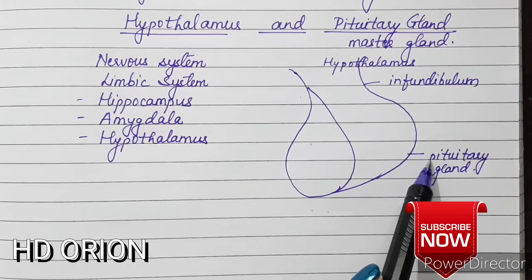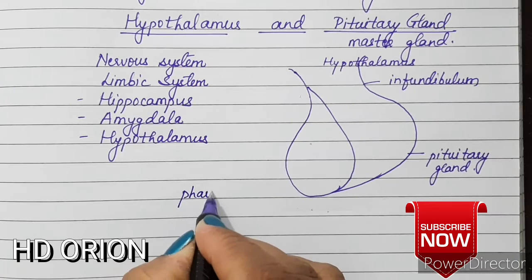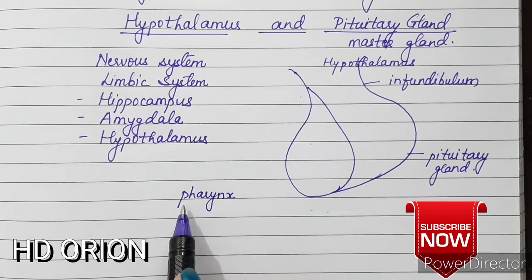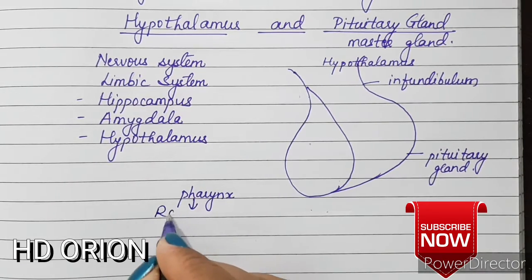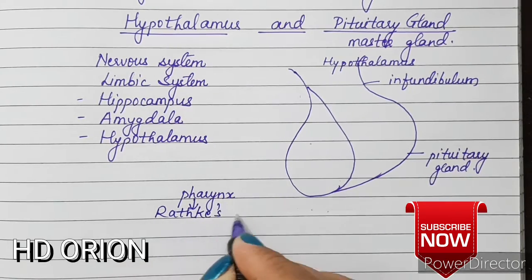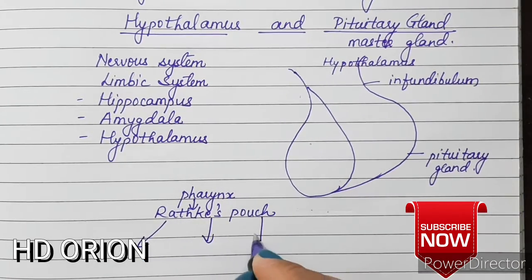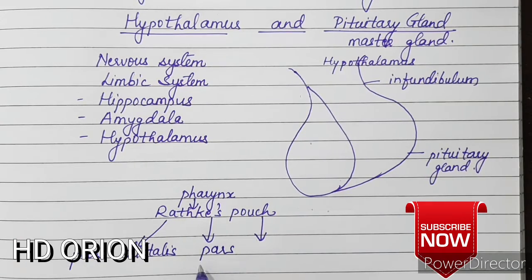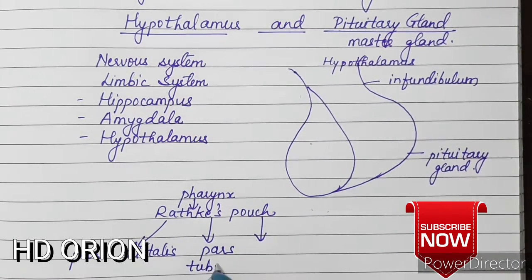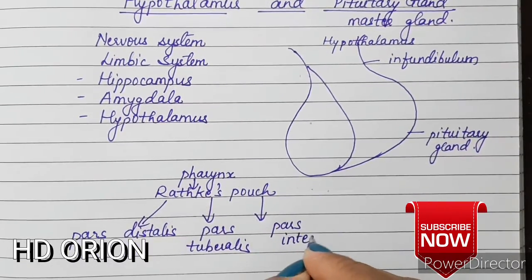The pituitary gland is formed from the pharynx. During the formation of the pituitary gland, it is actually formed from a projection of pharynx which is known as Rathke's pouch. This Rathke's pouch has three portions: pars distalis, pars tuberalis and pars intermedia.